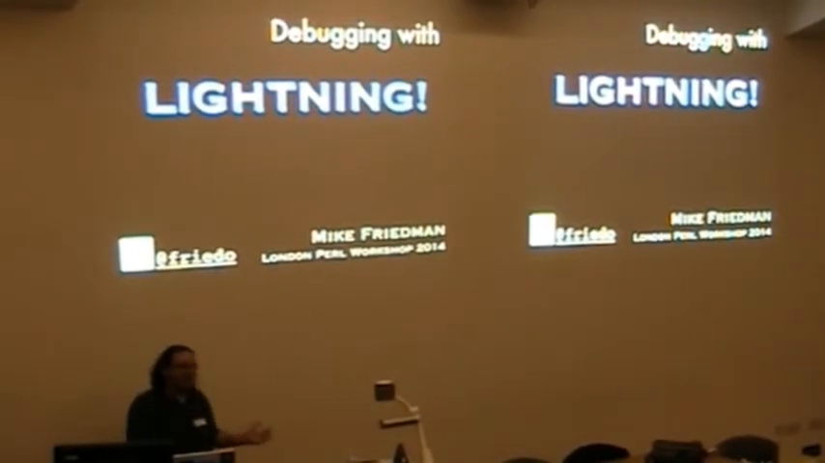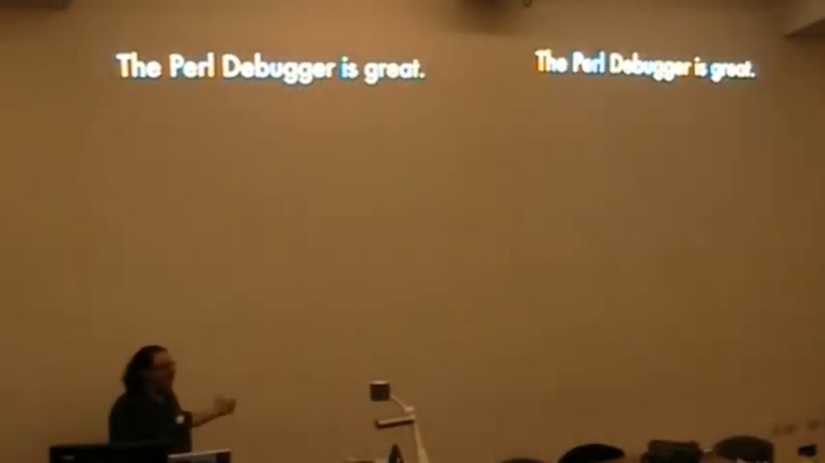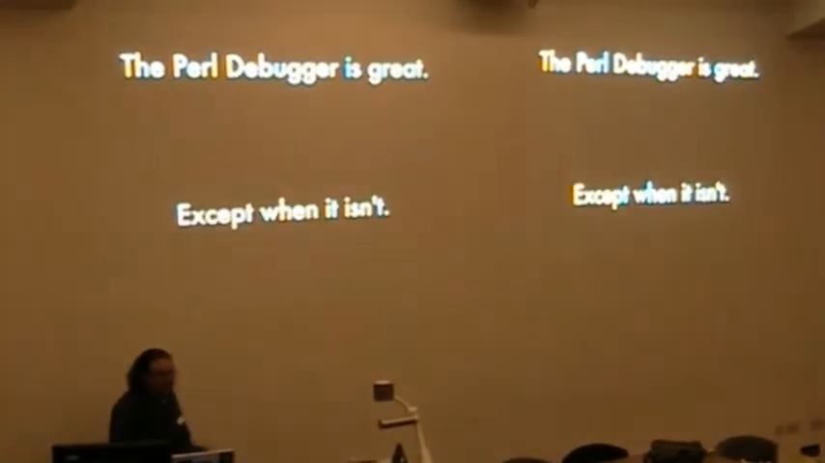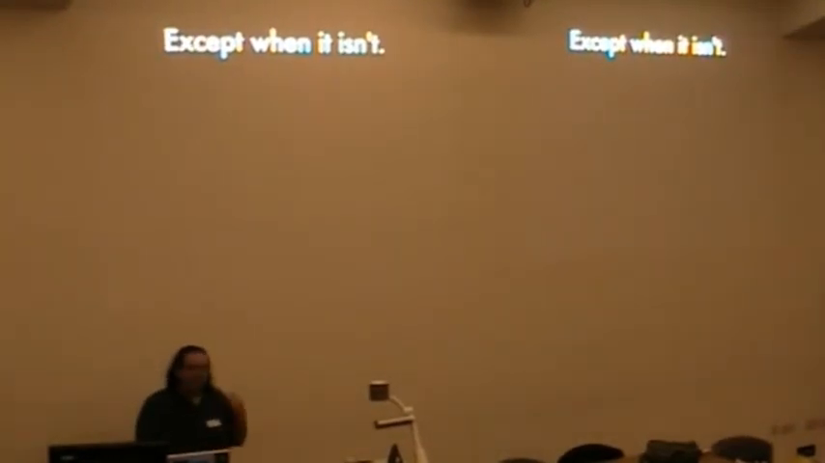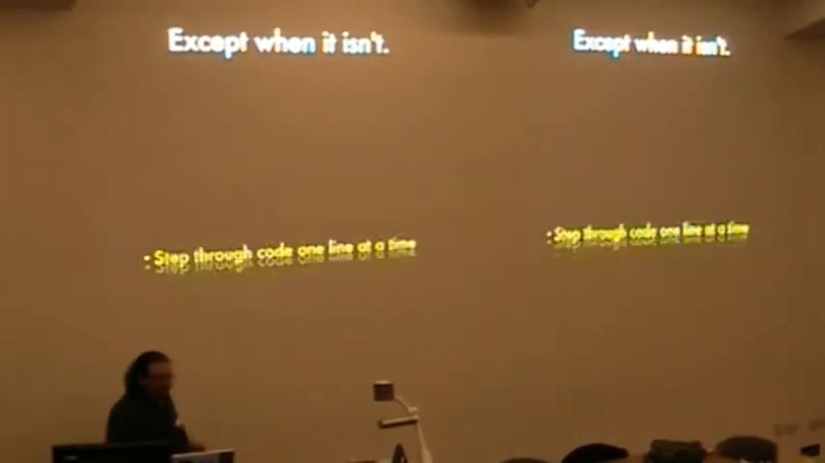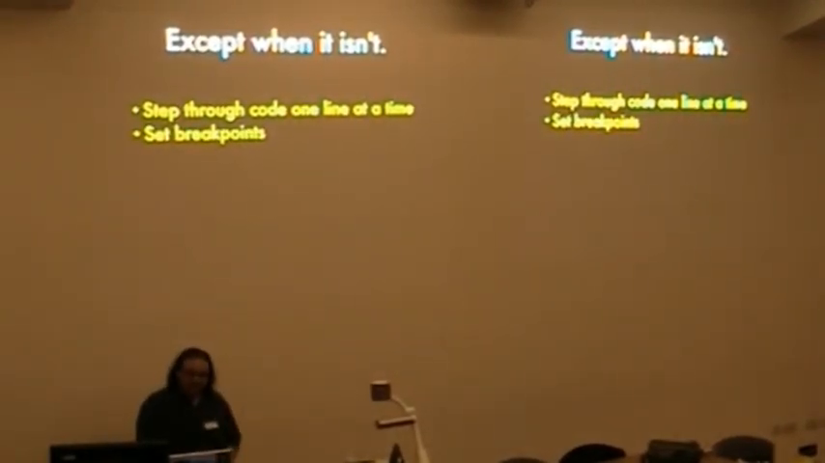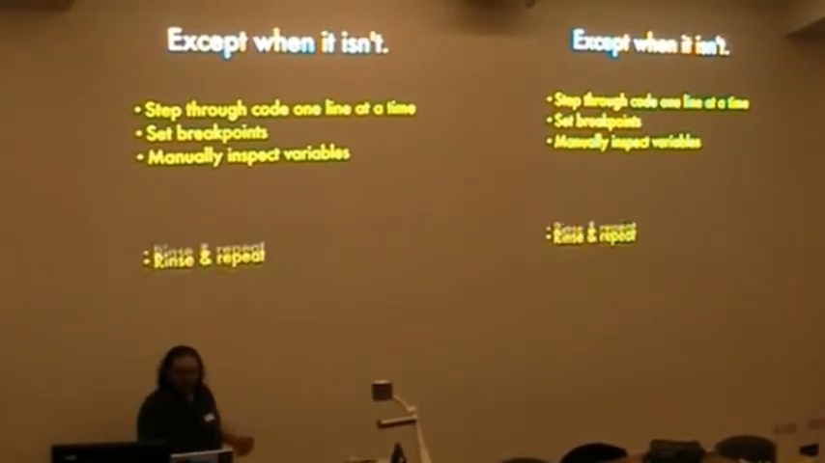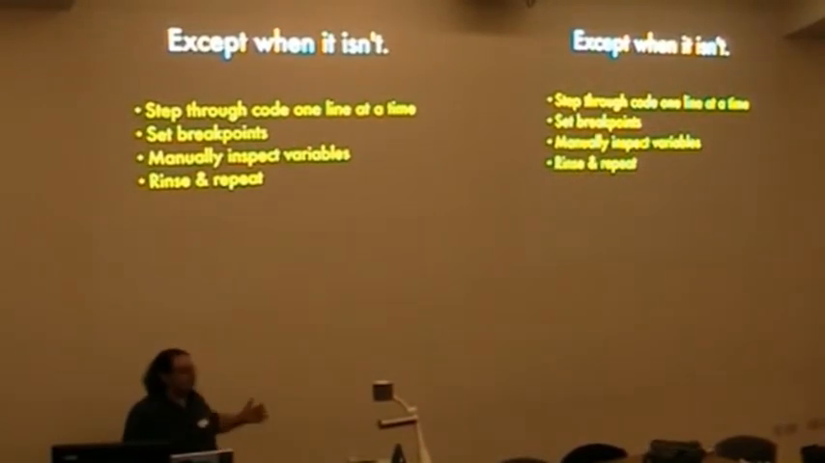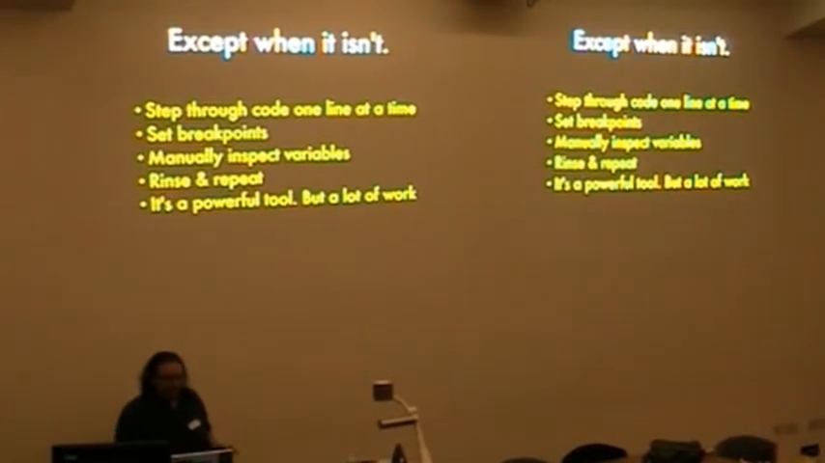And this debugging technique is so revolutionary and amazing, we're going to make it before Jingle Bells with time to spare, guaranteed. Now, Perl has a debugger, and it's great, except when it isn't. And there are a few times when it isn't. For example, when you're using the Perl debugger, you often have to step through code a line at a time. You've got to find places to set breakpoints, manually inspect the variables there, dump the structure, figure out what you've got, rinse and repeat. And it's a very powerful tool.